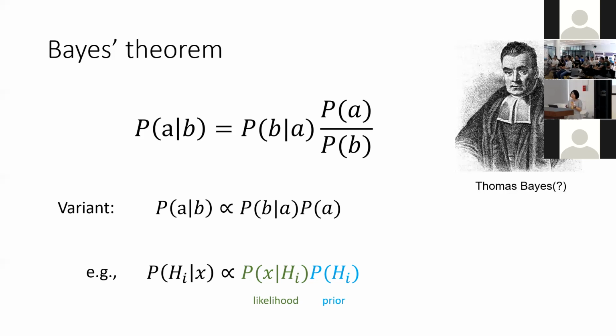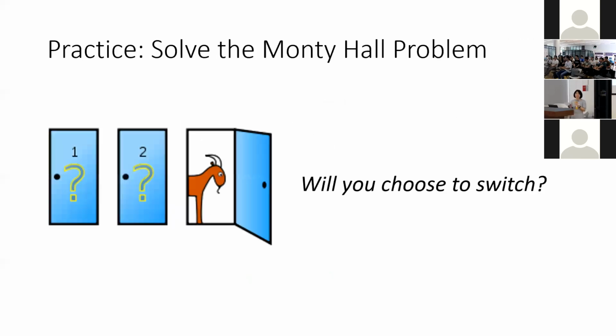And we are going to do some practice to see how we could solve a problem using this Bayes theorem. It's actually kind of famous. It's called the Monty Hall problem. Monty Hall was the host of a famous TV show in Canada. And what does the show look like?